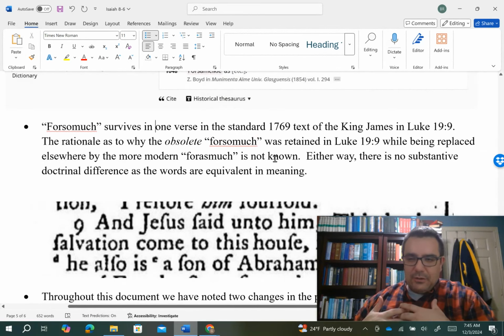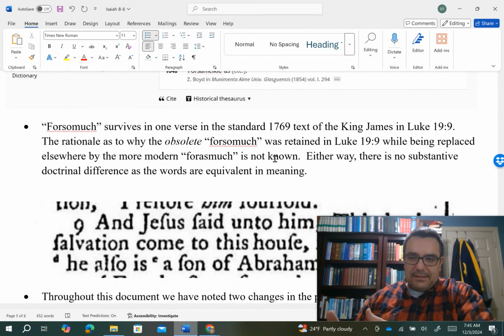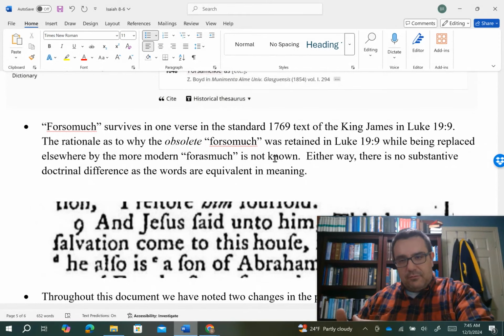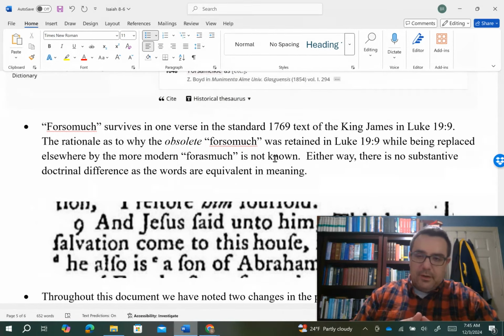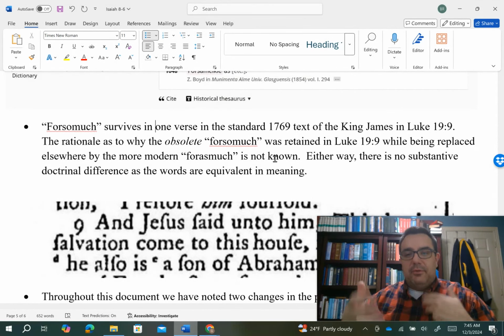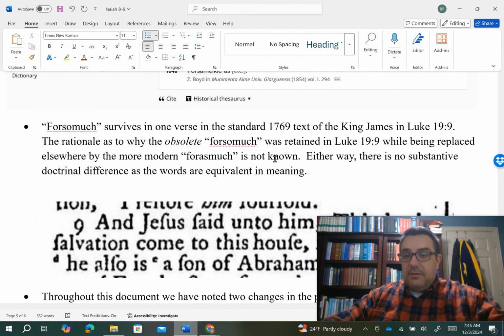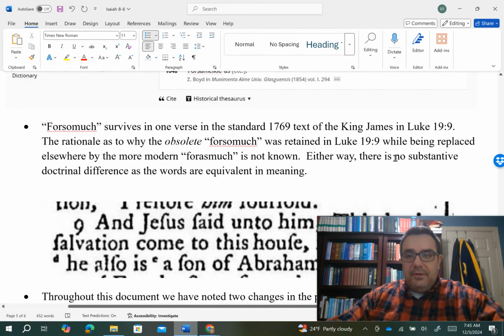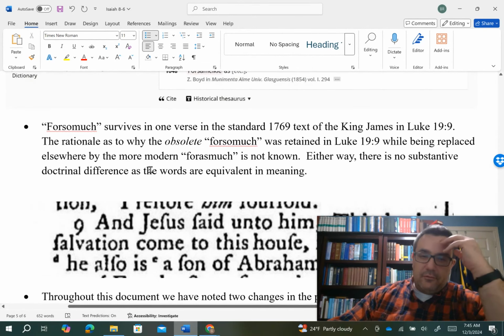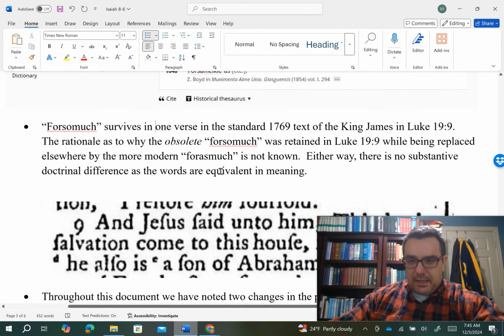I cannot tell you the exact reason why in Isaiah 8:6 "forasmuch" was replaced with "for as much," and why in Luke 19:9 "forasmuch" was retained and not replaced by the more modern form "for as much." I don't know the answer to that, okay? But either way, it doesn't matter. There is no substantive doctrinal difference, as the words are equivalent in meaning.